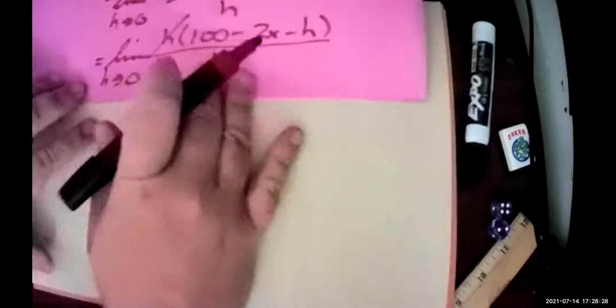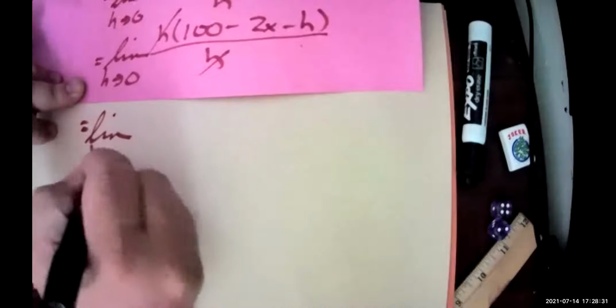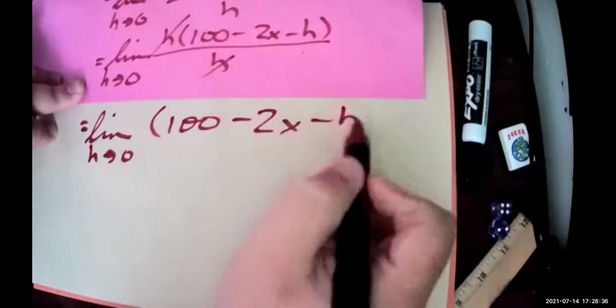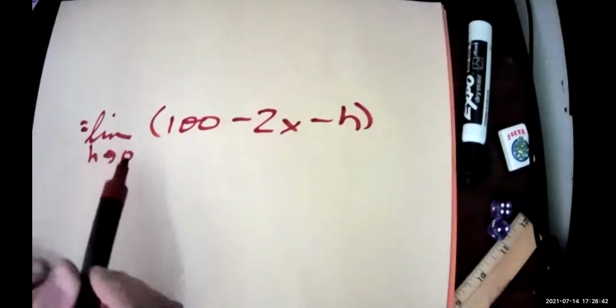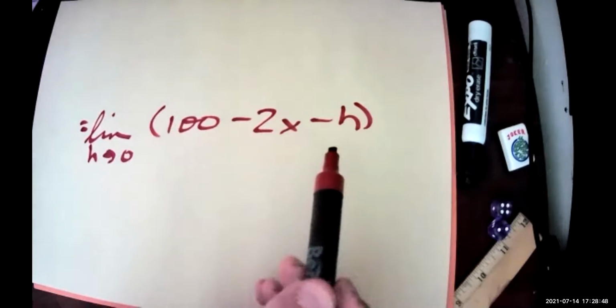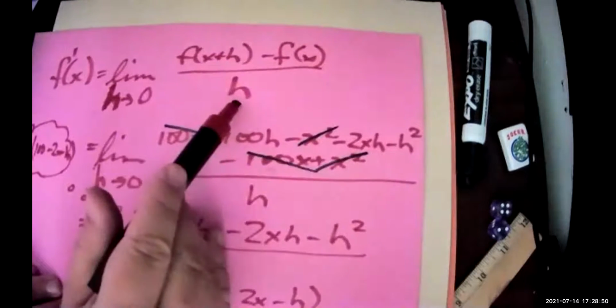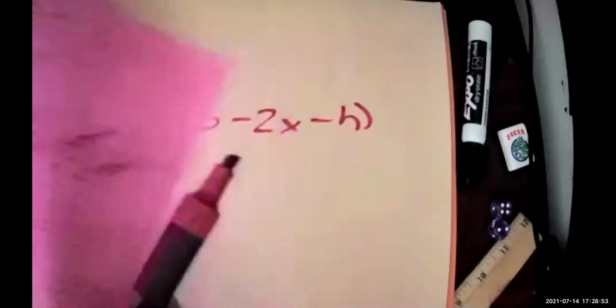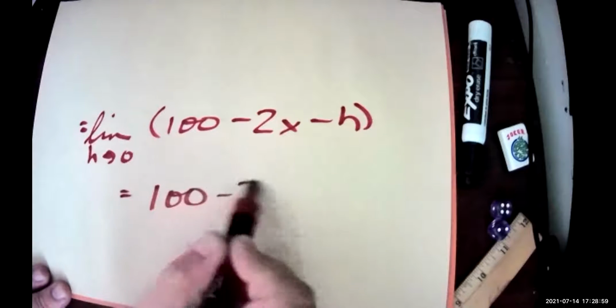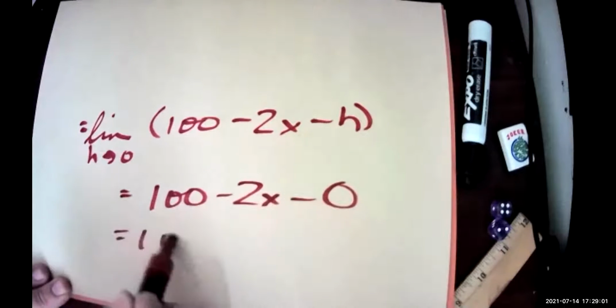So from there, it's now the limit as h approaches 0 of the quantity 100 minus 2x minus h. Now, what that means is to find the limit as h approaches 0, you're in a position where you can take that 0 and put it right there and find out what it is. When we first started, you couldn't do that because h was in the denominator and we had the issue of divide by 0. So now instead, we're going to use this expression, and it's going to be 100 minus 2x minus 0, which is 100 minus 2x.